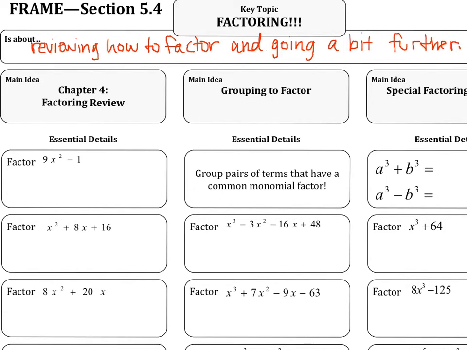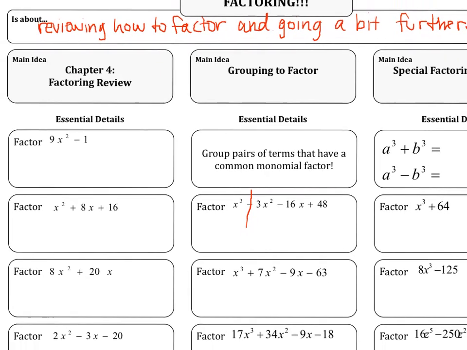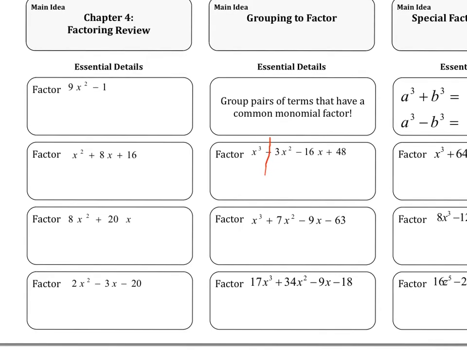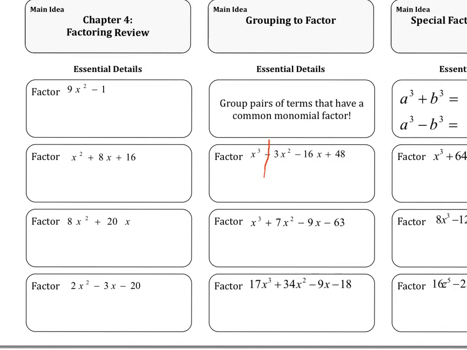another pattern as well. So in chapter 4, we did factoring, so we're going to start with that right here under our chapter 4 factoring review. So this first one, 9x squared minus 1, this should look familiar. This one's the difference of two squares. And we talked about this quite a bit in chapter 4.